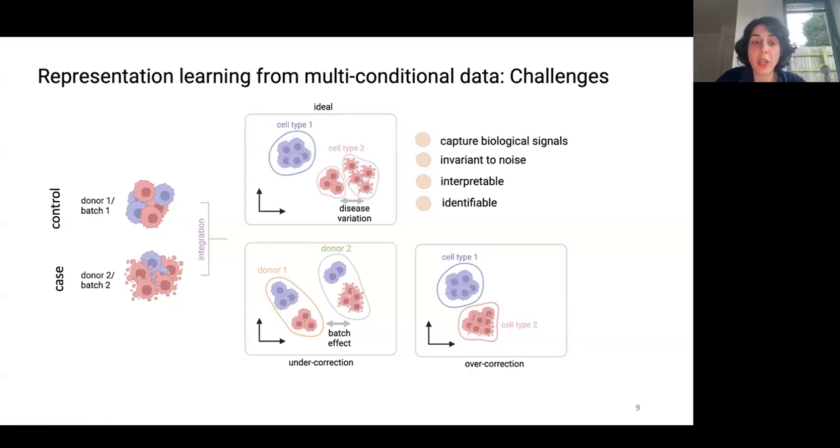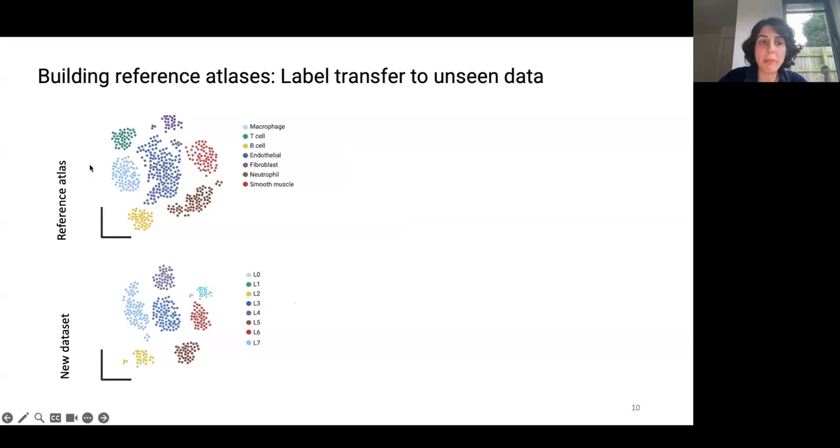So this is one challenge, but the other challenge is more about the application of these atlases. So let's say we build an atlas and we consider it as a reference atlas. The application then would be using this atlas for annotating a new data set. So in a new data set, we don't know the labels of cells. So we would like to be able to map these cells to the reference atlas and being able to annotate them. This is a very time-consuming process in single cell, so these atlases can be very helpful.